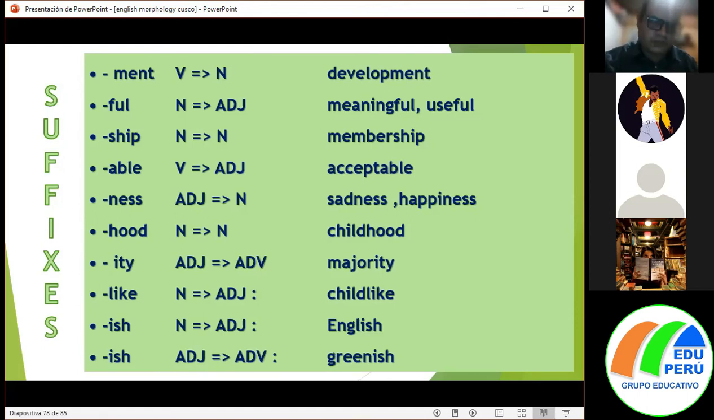-ful, adjectives. -ship, nouns. -able, adjectives. -ness, noun. -hood, noun, abstract nouns. -ly, adverbs. -like, adjectives. -ish could be adjectives or adverbs. So notice how we can use these suffixes to make words. Remember, we're making words.